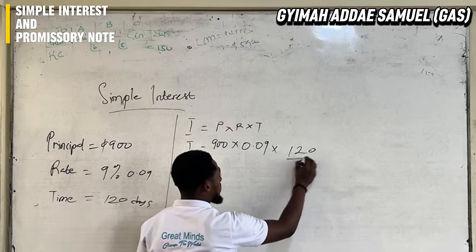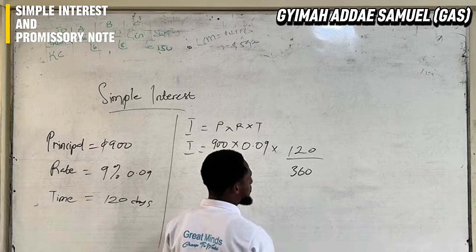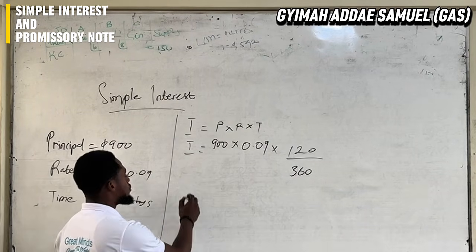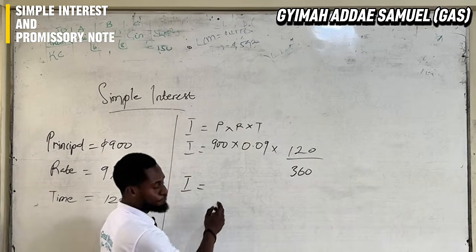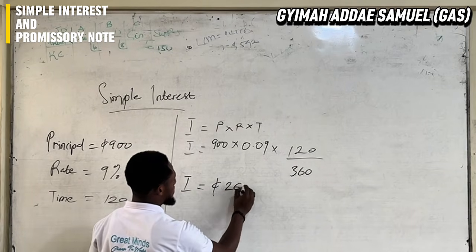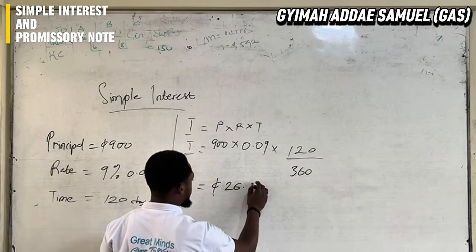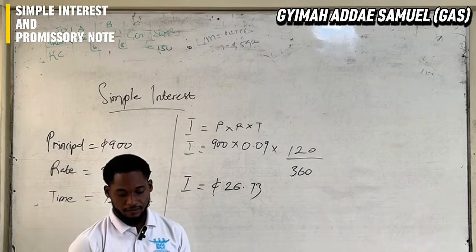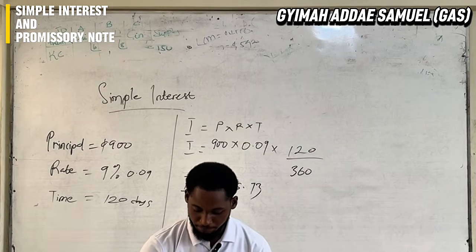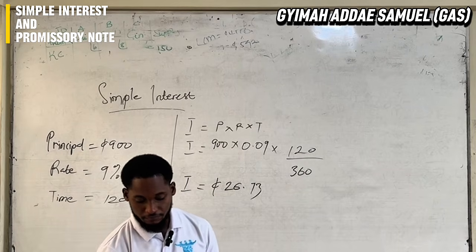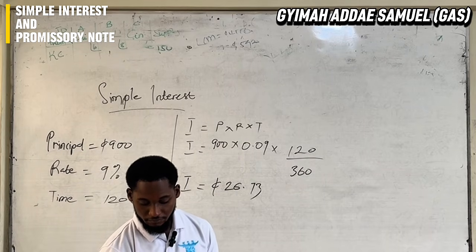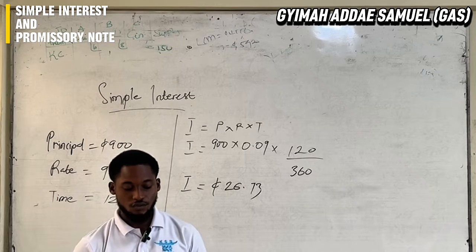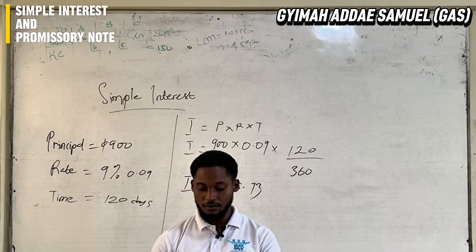So you divide the 120 by 360, and you are getting 26.73. So there are some statements you would have to note.